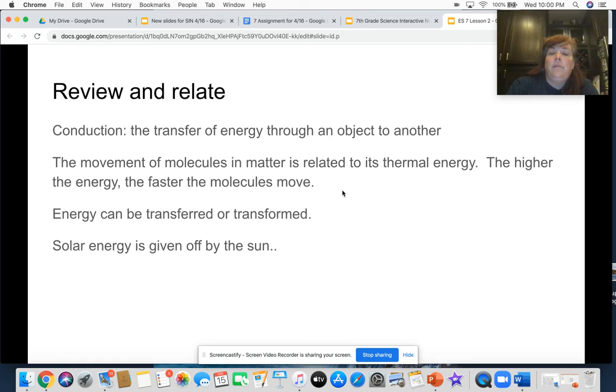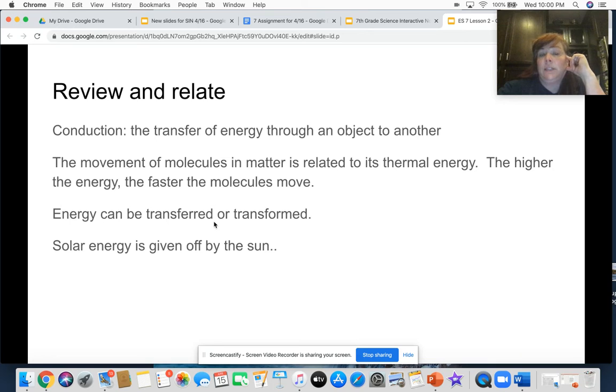If I have an object that has very, very little thermal energy, then it's going to be a solid because its molecules are only vibrating slightly in place. If I have something that is extremely hot, has a lot of thermal energy, depending on the substance, it could be a gas. Okay, just like water can turn from ice to a liquid water to a water vapor into a gas. The higher the energy, the faster the molecules are moving.